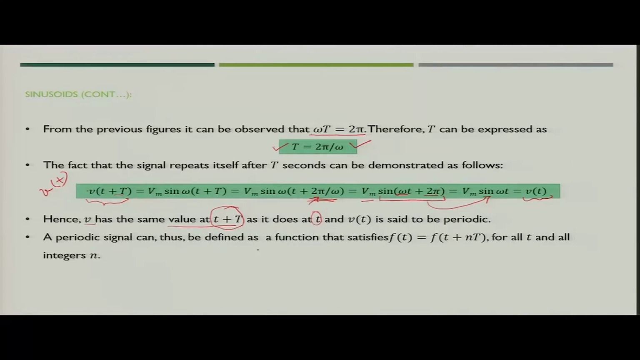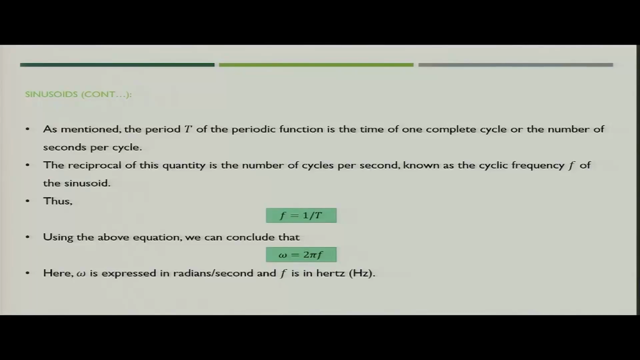So, in general form what will we say? We will say that if any function f of t is equal to f of t plus n capital T, that is the time period multiplied by any integer value, and this particular condition is satisfied, it means that our signal is periodic. As we have seen that capital T is nothing but the time period, using this we can say that the function is a periodic function.